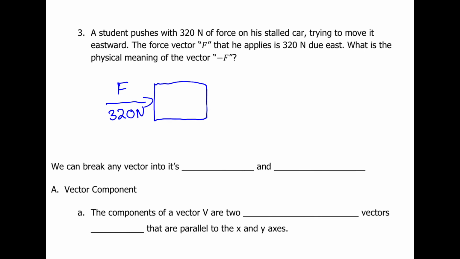What would a vector that looks like this be? This would be negative F, and that negative F also has to be exactly 320 newtons because it's the exact opposite. The negative of a vector also has exactly the same magnitude because it's the negative. It can't just be another one. It could be a different force, but in this case, the negative vector.